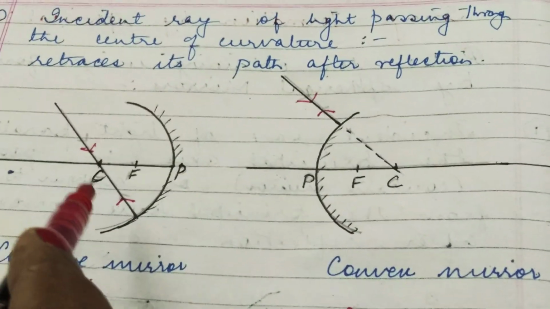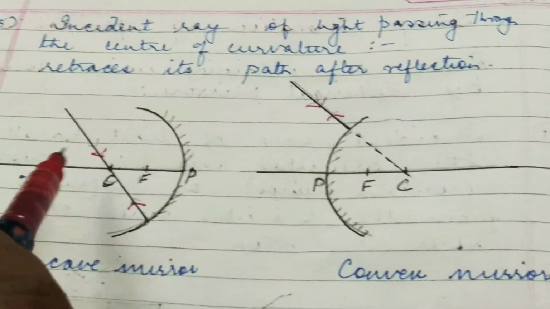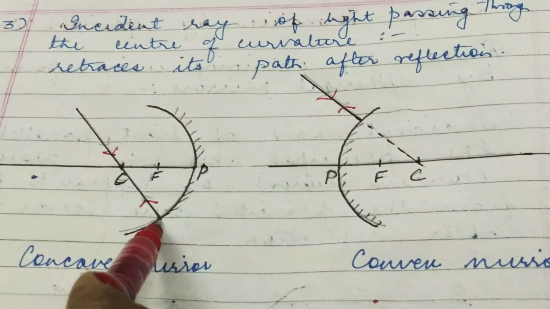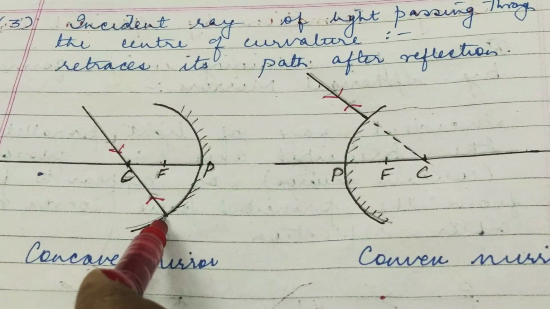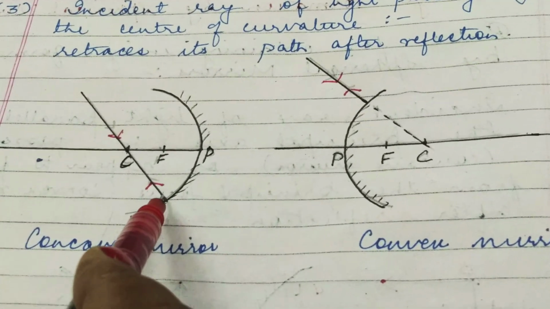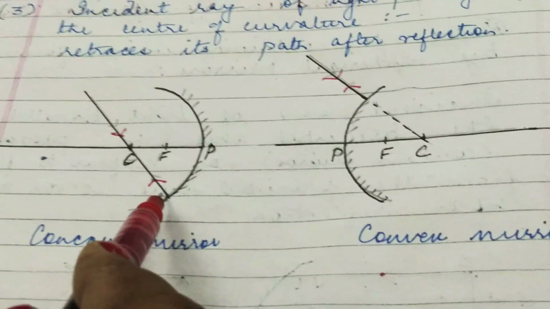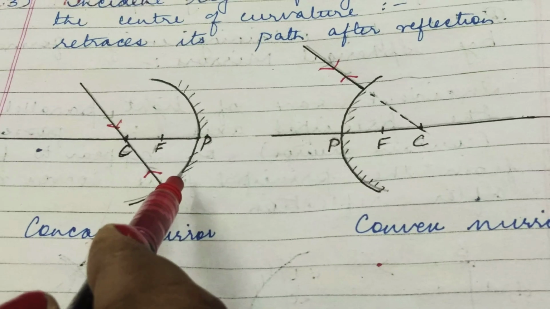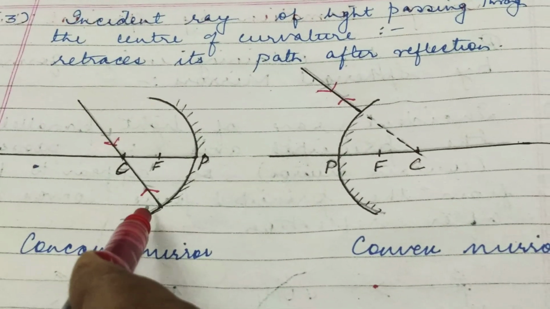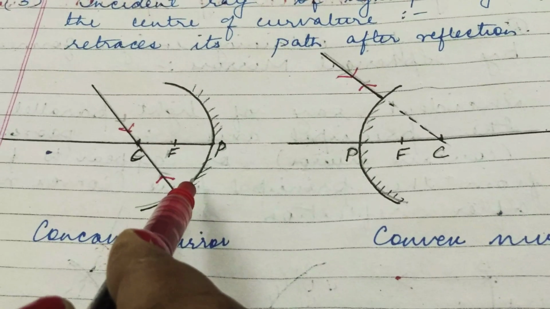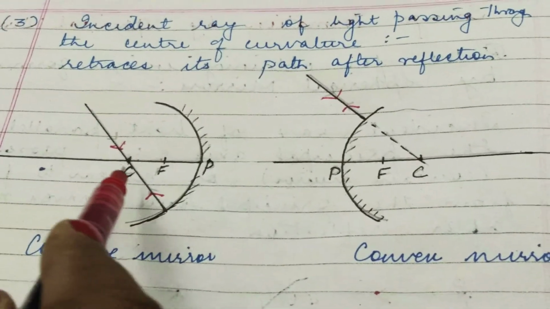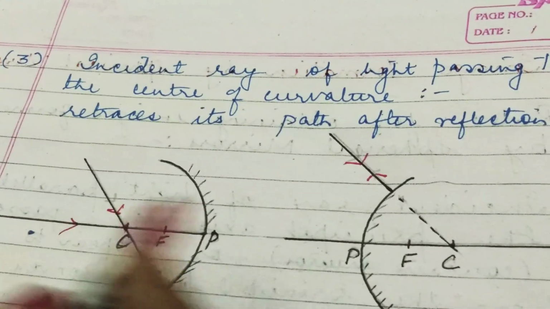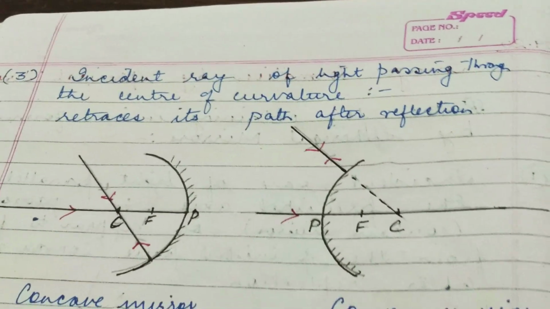Now the question is why it happens so. This is because when the ray of light is passing through the center of curvature, it is falling perpendicular to the reflecting surface. In this case, the angle of incidence equals 0. And you know the law of reflection, that the angle of incidence equals the angle of reflection. So if angle I equals 0, angle R will also equal 0. Hence, it retraces its path, or goes along the same path after reflection. So this is the third rule.